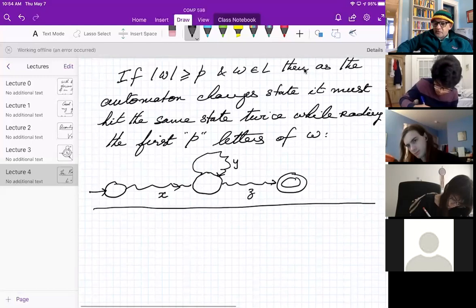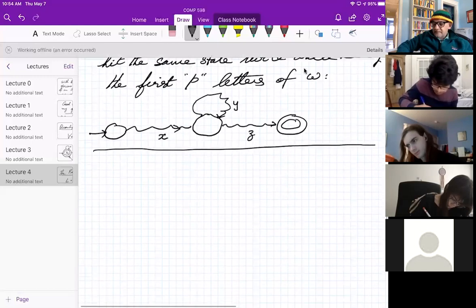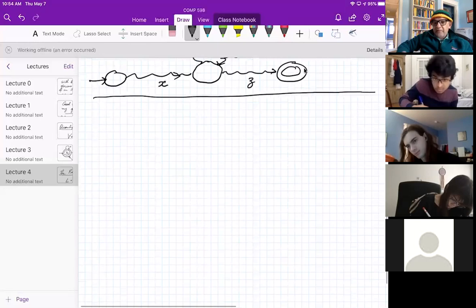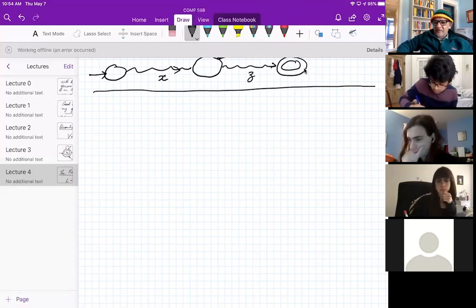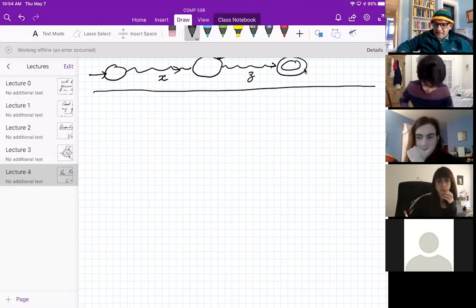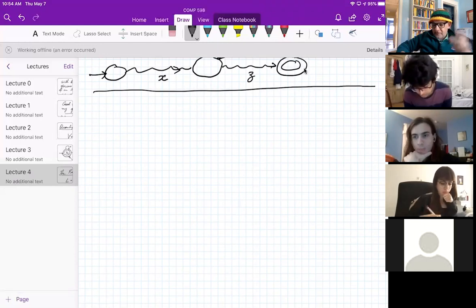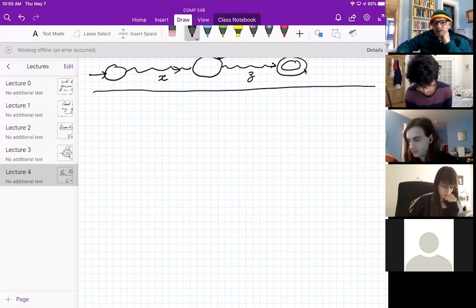So we will say that a language can be pumped if it has this property. There is a P such that for every word of length greater than P, you can find a way of breaking up that word so that the middle part is of non-zero length, and that can be iterated. Now you might have some doubts about this statement.